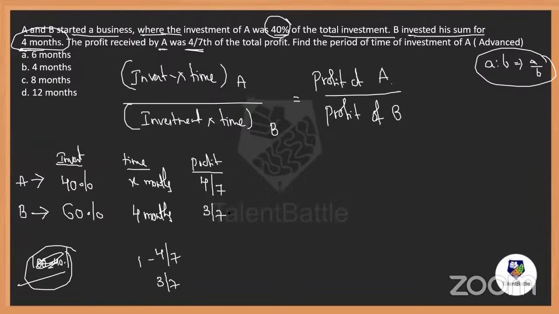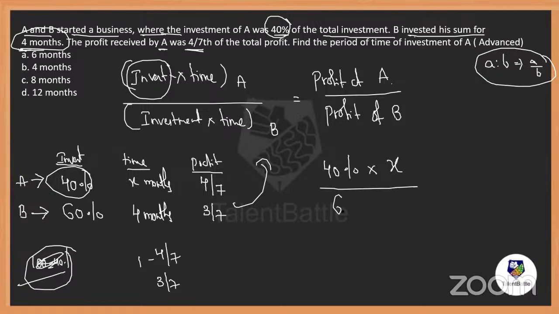Now just substitute in the formula. Investment of A is 40%, into time period of A, which we imagined as X, divided by investment of B, which is 60%, into time period of B, which is 4. That should equal profit of A, which is 4 by 7, divided by profit of B, which is 3 by 7.